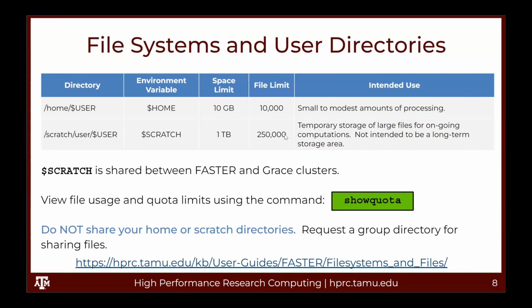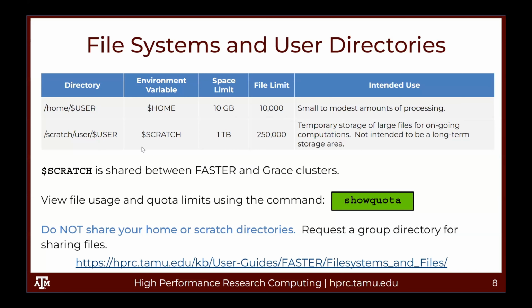Okay, now we'll go over the file systems and user directories. It's important to understand how the directory structure works inside our clusters. We have two directories. First is your home directory. It's limited to 10 gigs of storage and about 10K files by default, and it is meant for small to modest amounts of processing and not large files.